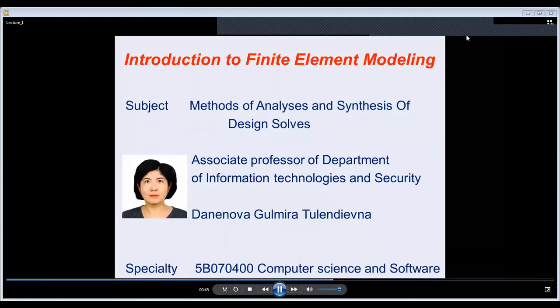This lesson is intended for students of the specialty computer science and software. Today is our first lesson and we begin to learn this material. Okay, let's start.